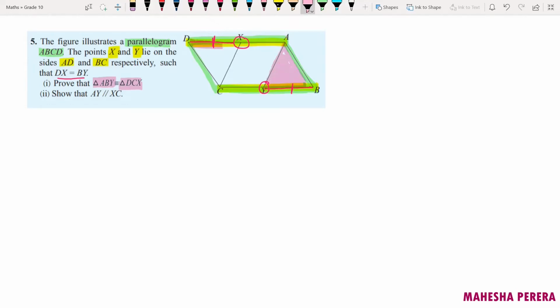The other triangle is over here. So you should prove that these two triangles are congruent. Right. Already you know two things. We know that DX equals BY and it's given. And also we know that this whole figure is a parallelogram.